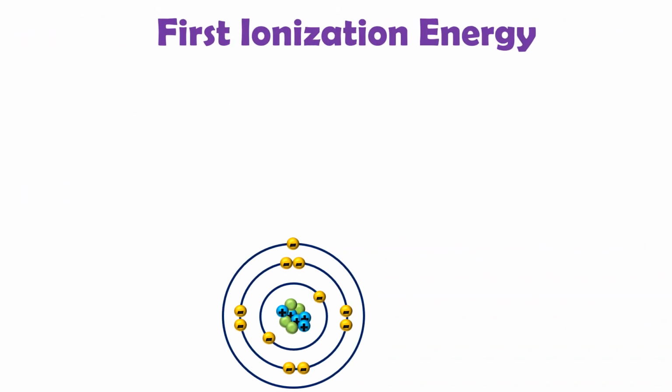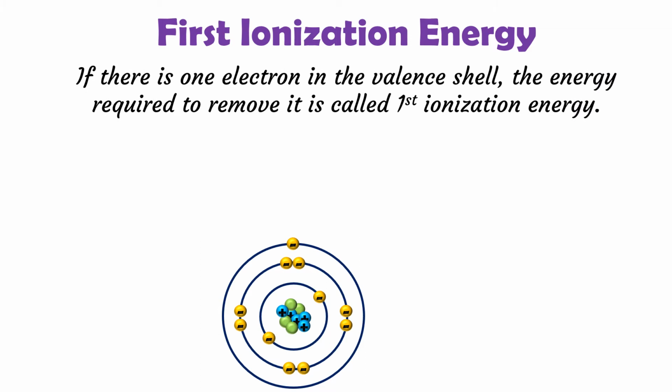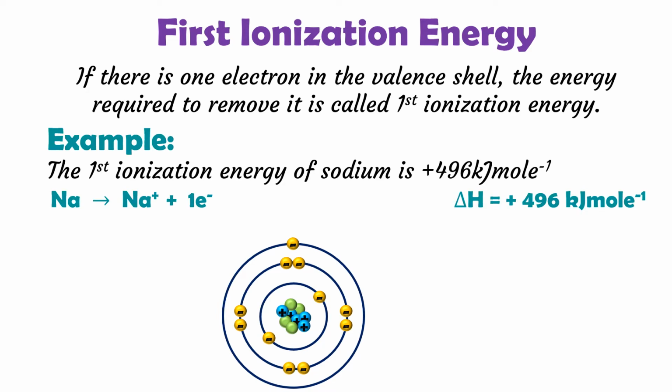First ionization energy. If there is only one electron in the valence shell or more than one electron, the energy required to remove one electron from the valence shell is called first ionization energy. For example, the first ionization energy of sodium is plus 496 kJ per mole.